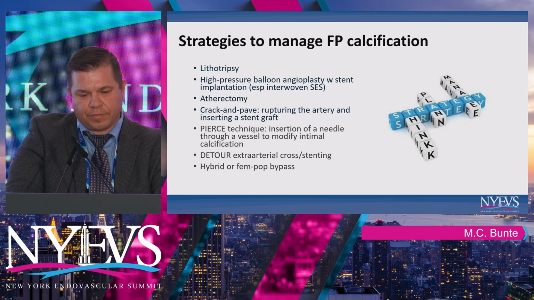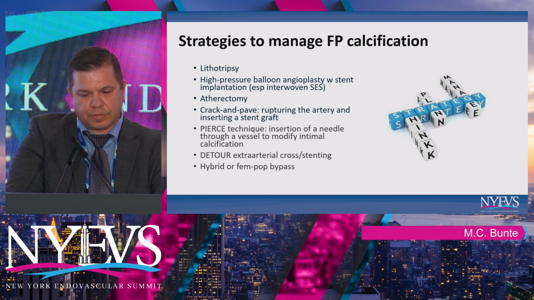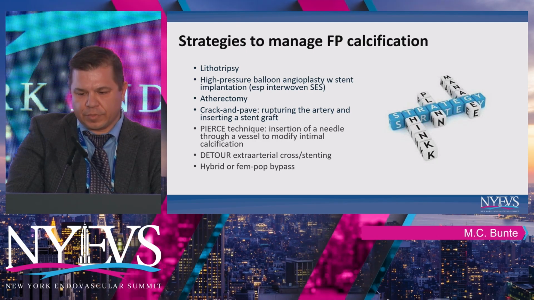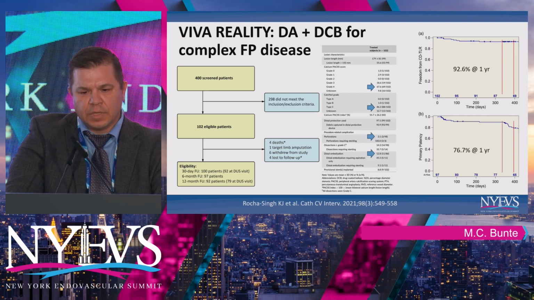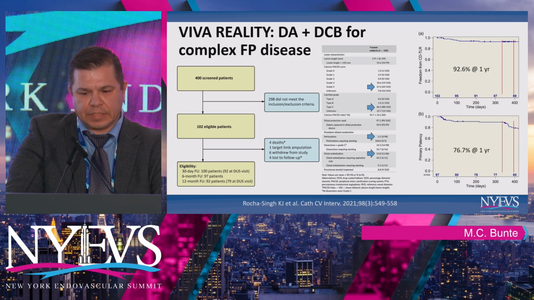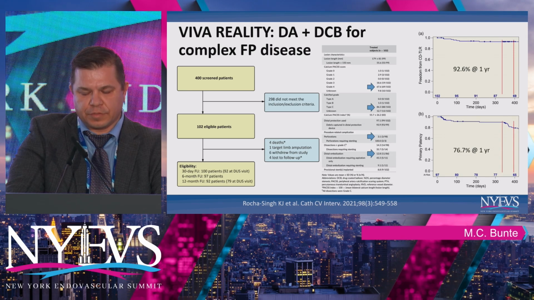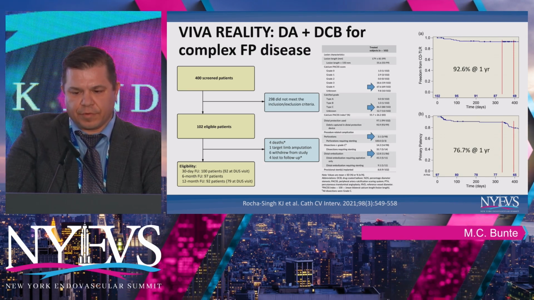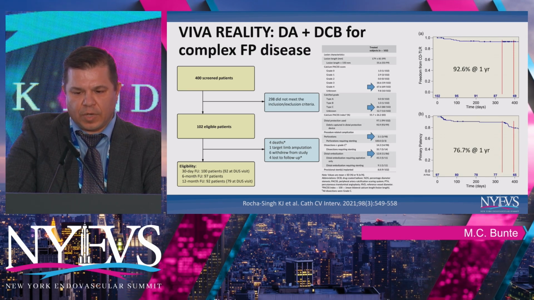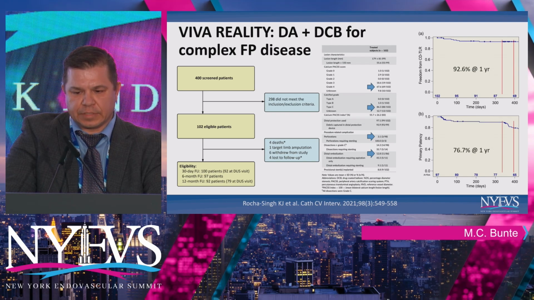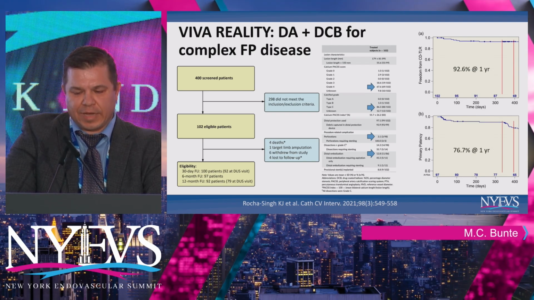We have the detour device, and of course, there's hybrid approaches or femoropopliteal bypass. We've just looked at the reality study. I'll just note that it was a fairly large study as far as atherectomy studies go, a very complex population with 68% of patients with a high PACCS score.